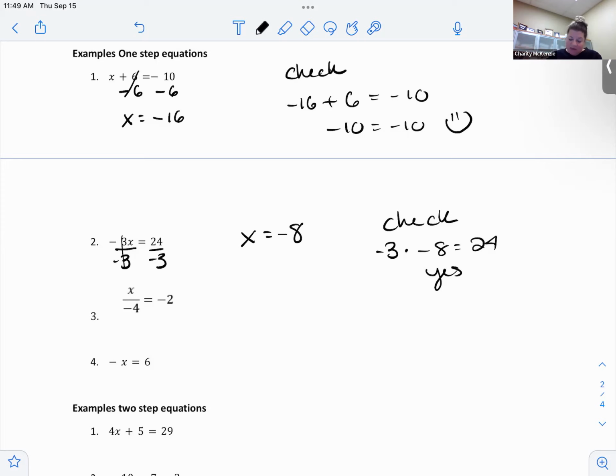So problem 3 is division. What number divided by -4 is going to equal -2? Okay, so when I see division, what's the opposite operation of division?